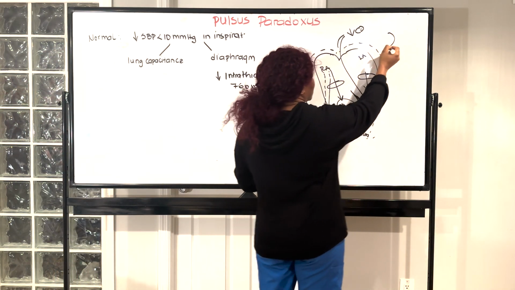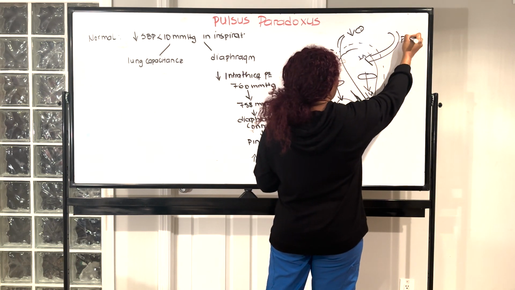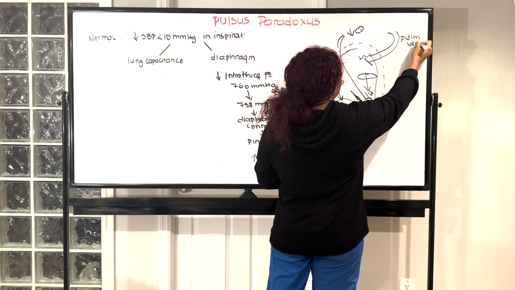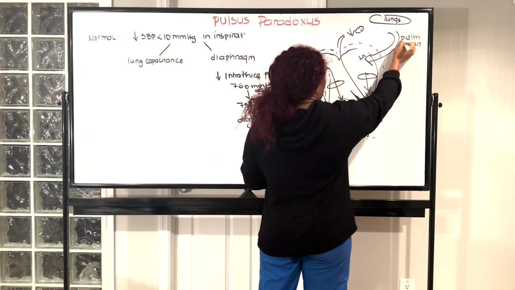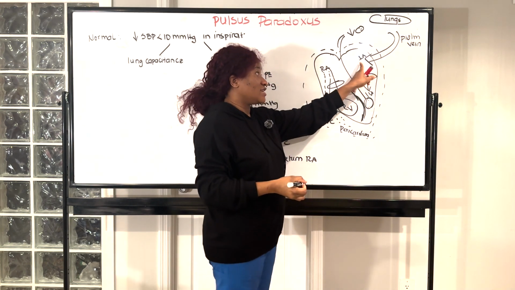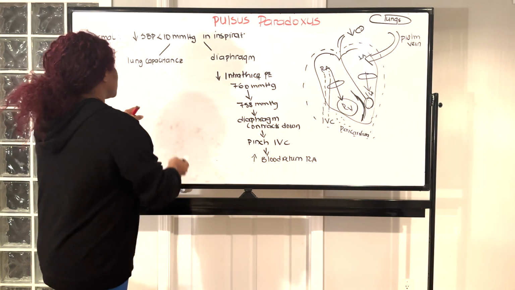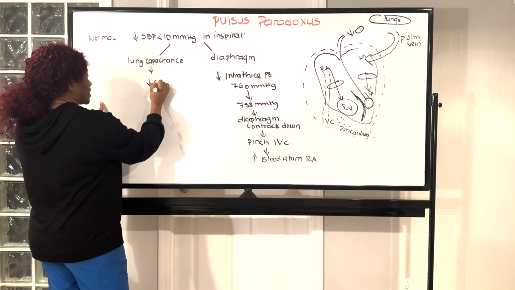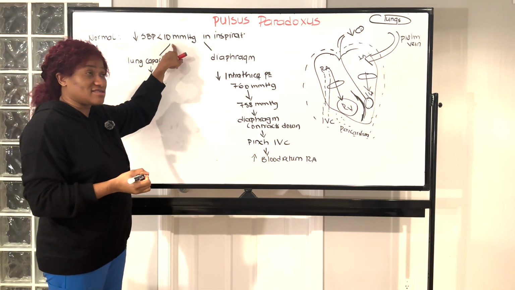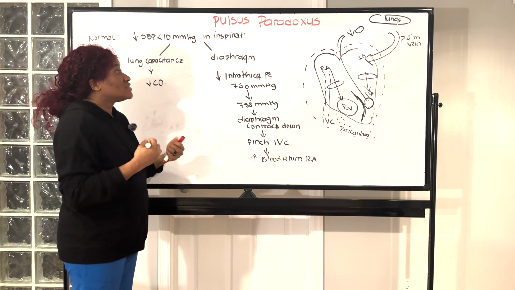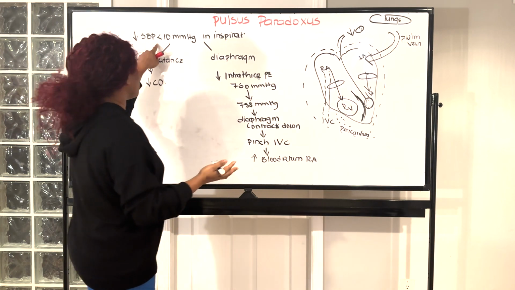Remember, the blood comes back through the pulmonary veins to the left atrium. So if we have blood stuck in the lungs here, less blood is going to come from the pulmonary vein to the left atria, and this is also going to give us a decrease in our cardiac output, which is going to give us the drop of less than 10 in our systolic blood pressure during the inspiration.